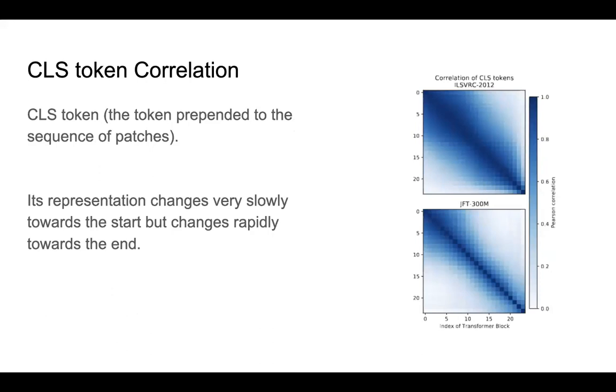So this is the CLS token correlation. Remember the CLS token, the token that went into the input of the embedding layers. This is its correlation. What we see is that its correlation is very high towards the start of the model. It does not change. I think my connection is lost.